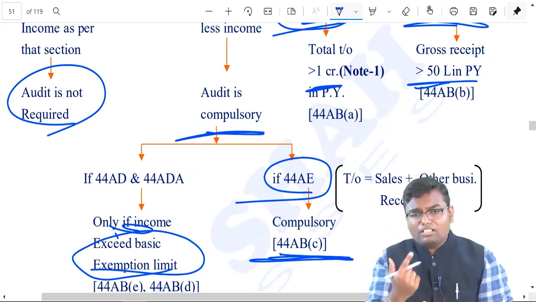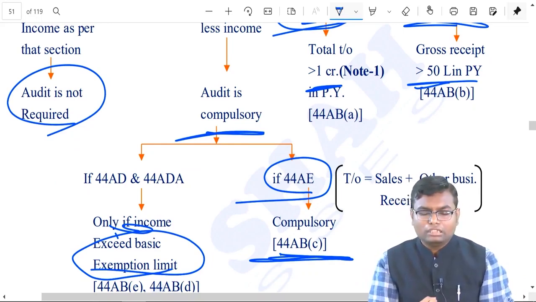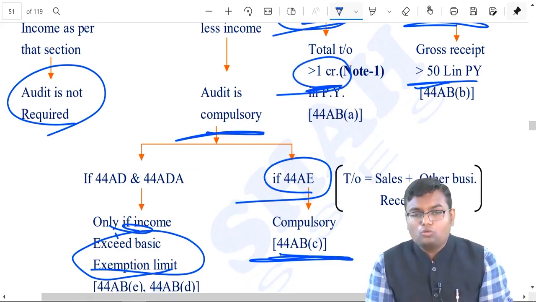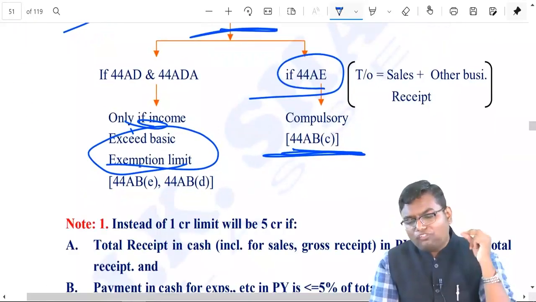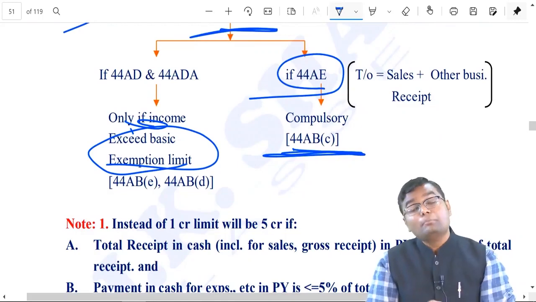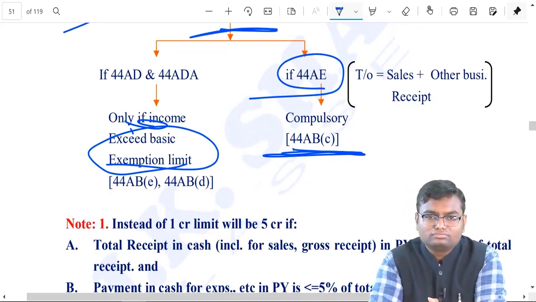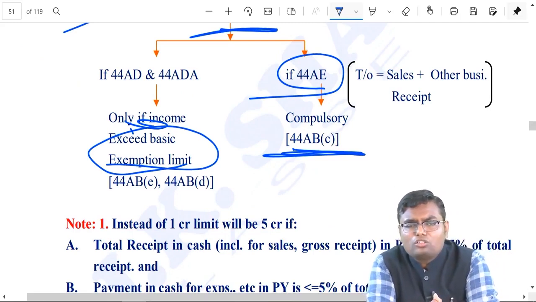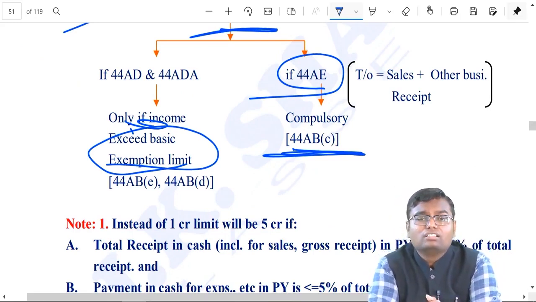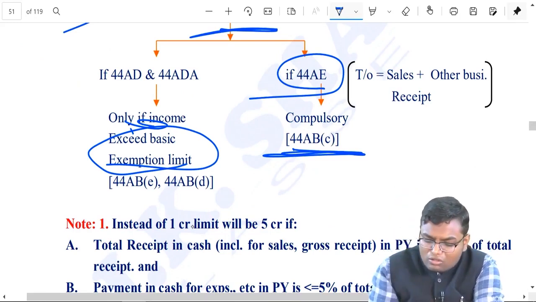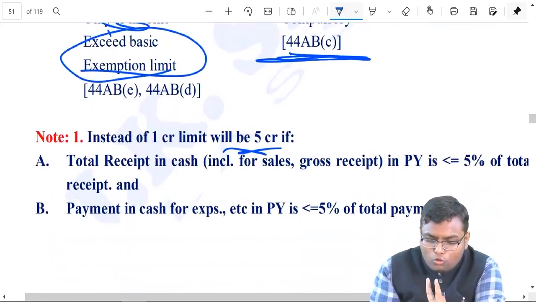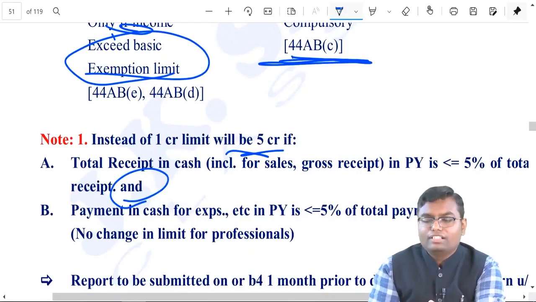Now, there is one amendment from your attempt. Instead of this 1 crore, the limit is now 5 crore, meaning up to a turnover of 5 crore, there will be no audit. Then, sir, directly write 5 crore. Why have you written 1 crore in the chart? Because the limit of 5 crore will be applicable only if 2 conditions are simultaneously fulfilled.